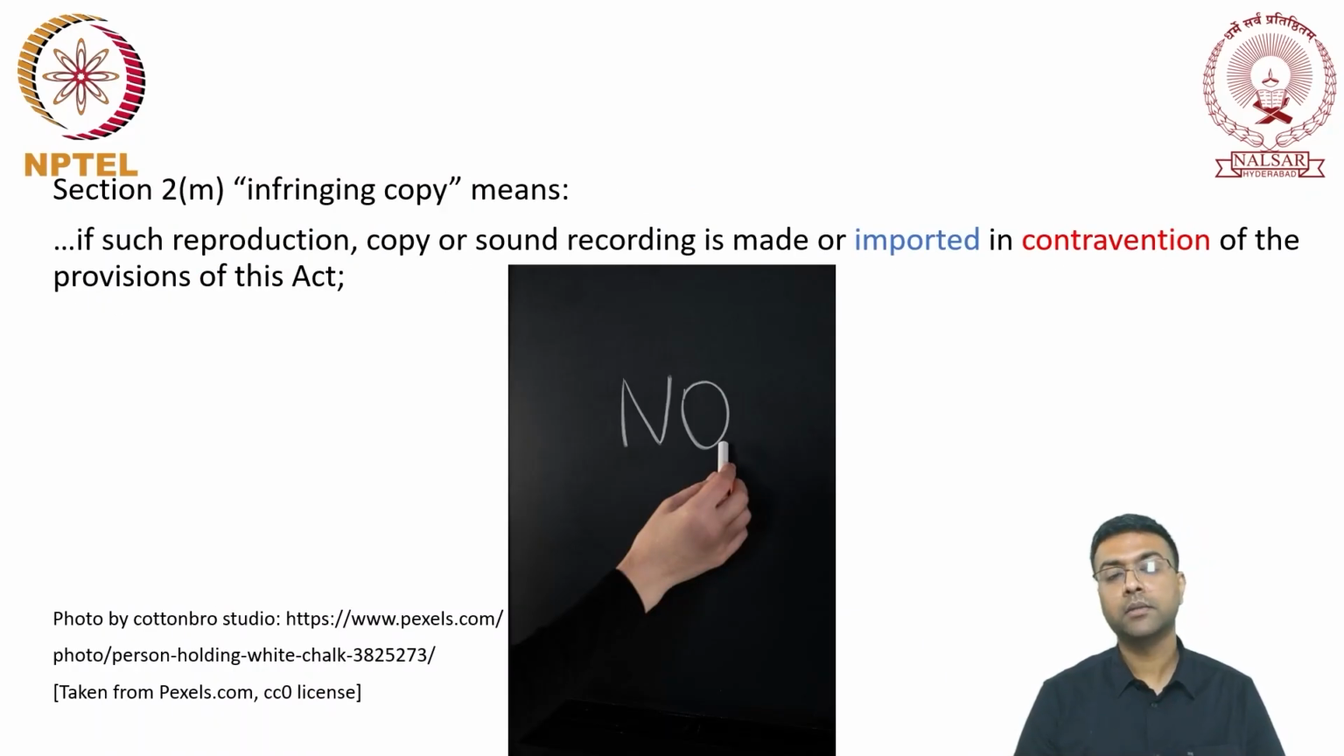In that context, now let us understand what another provision is saying with respect to importation. Section 2 clause M of the Copyright Act, which is defining what an infringing copy is, says: if such reproduction, copy or sound recording is made or imported in contravention of the provisions of this Act.